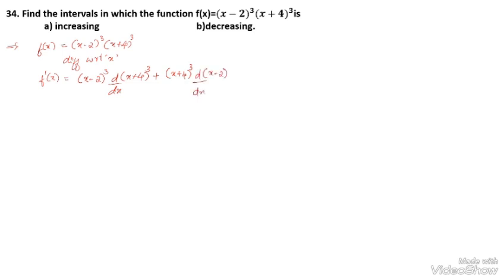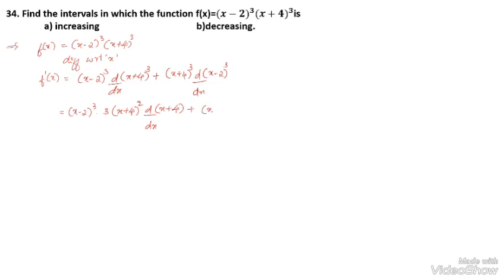2 cube. Now, taking the differentiation of x plus 4 cube. Here in place of x we have x plus 4. First differentiate x cube, that is 3x square. In place of x we have x plus 4, so I can take x plus 4 square. And again differentiate with respect to x, since in place of x we have x plus 4, that's why again I take the differentiation.